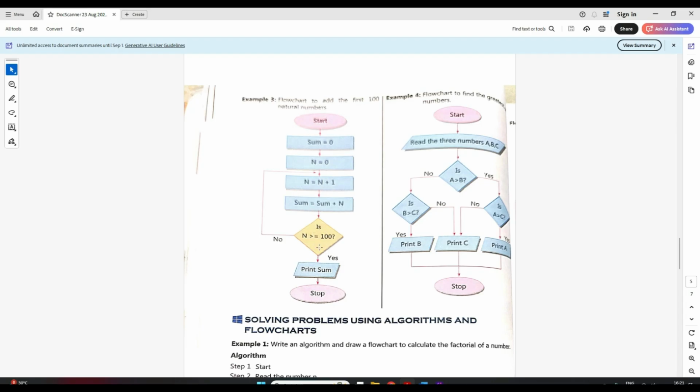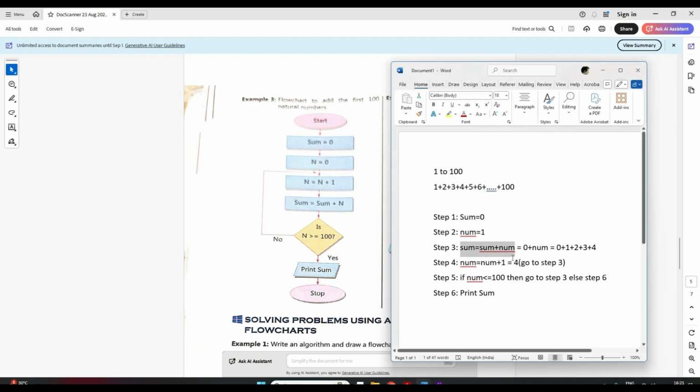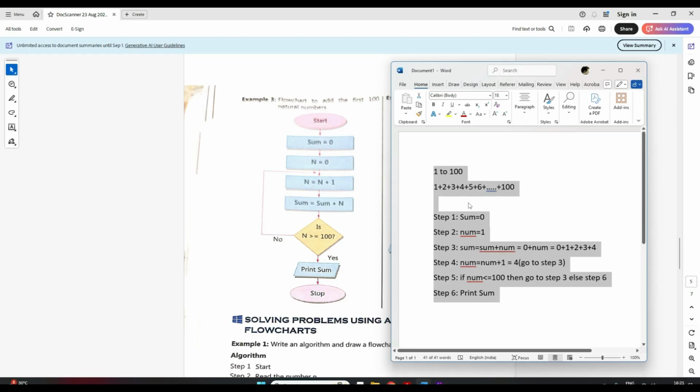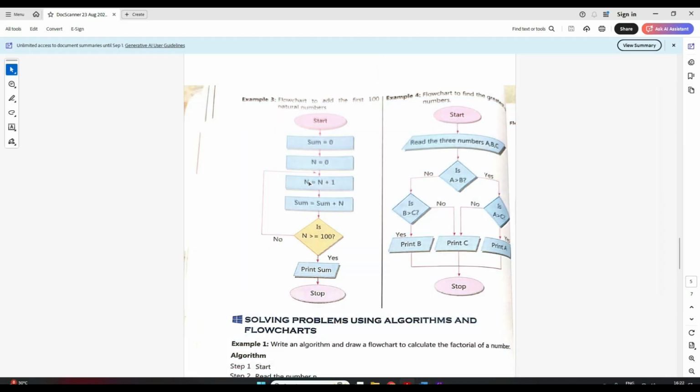So now they are doing sum is equal to sum plus n, that is 0 plus 1. Now they are checking is n greater than or equal to 100. If it is yes, then you come out of the loop. If it is no, you will go back to this line again. Is it clear? Is this logic clear? Very clear how this works?